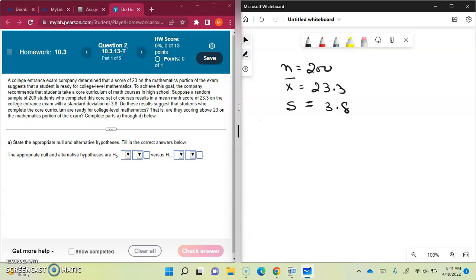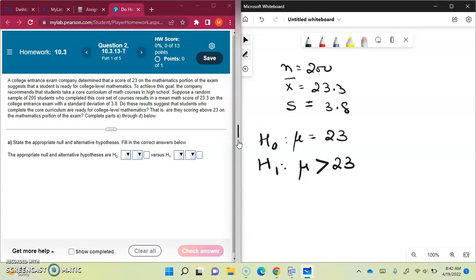Who is ready for college level mathematics? Who scored 23. The company determined that a score of 23 has to be there, so the minimum is 23. So they have to increase it from that, right? So we have to write the alternate hypothesis and the null hypothesis. It's about the mean, so the original mean is 23. We are testing if after doing the core course, it has increased from 23.